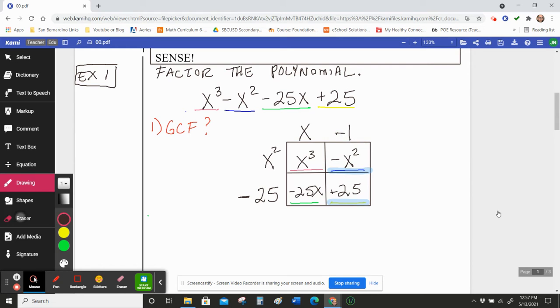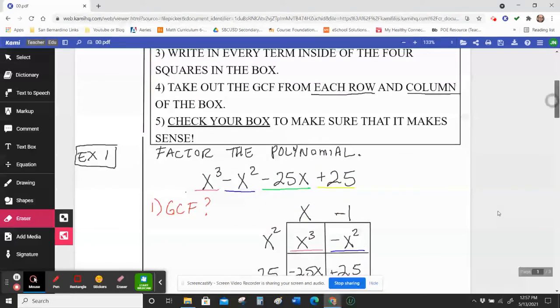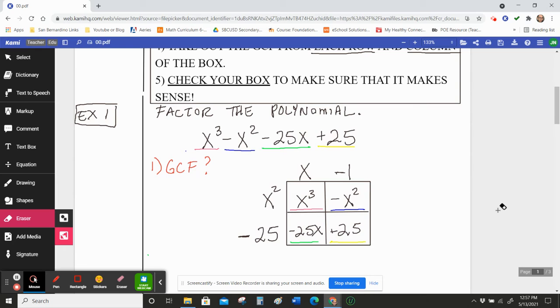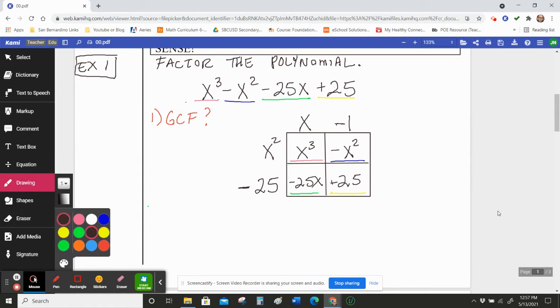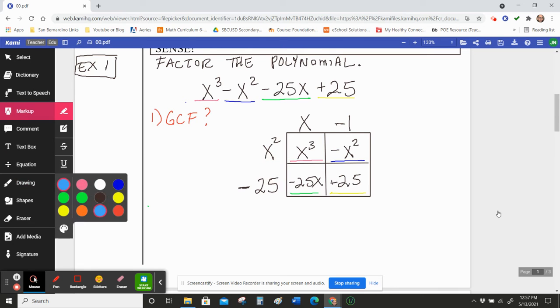Am I done? Pretty much the hard part, yes, but the next step says check your box to make sure that it makes sense. Step 5 is critical. You want to make sure that everything actually does multiply to what it should multiply out to, right? So let's check it. X squared, if I multiply it with the x, I get x to the power of 3 inside. That works out. X squared, if I multiply it with the negative 1, I get negative x squared inside. So that does work out.